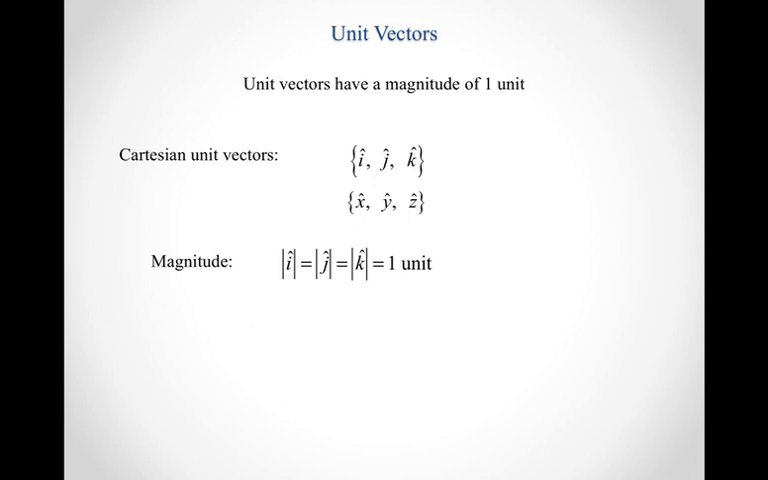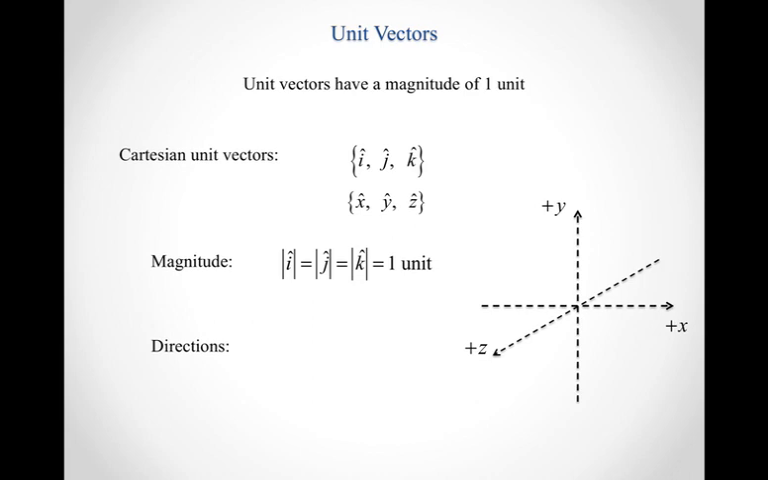Sort of by definition, the magnitude of i hat, the magnitude of j hat, the magnitude of k hat, that's all 1 unit. And if I want to think about their directions, one way to think about that is, again, to think about what their function is. If I think about a 3-dimensional coordinate system where I've got positive x pointing to the right, positive y pointing up, and positive z coming out towards us, i hat points in the positive x direction.